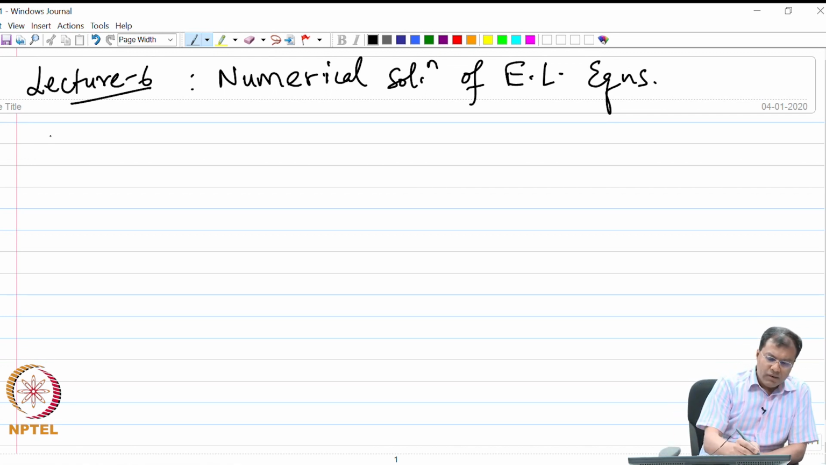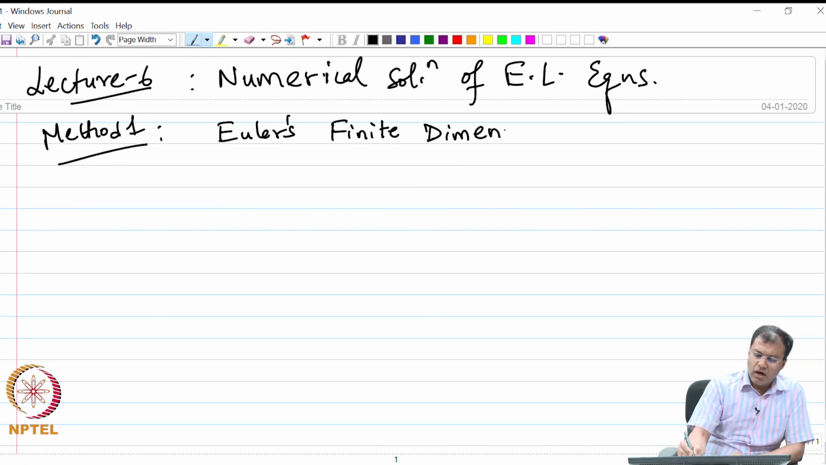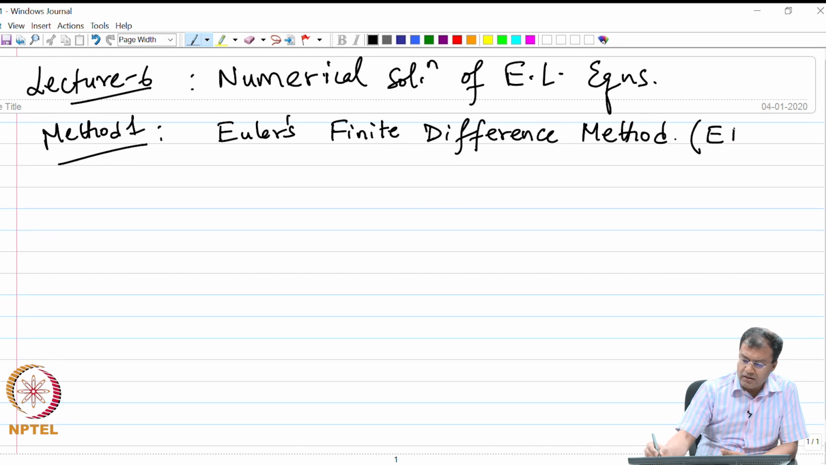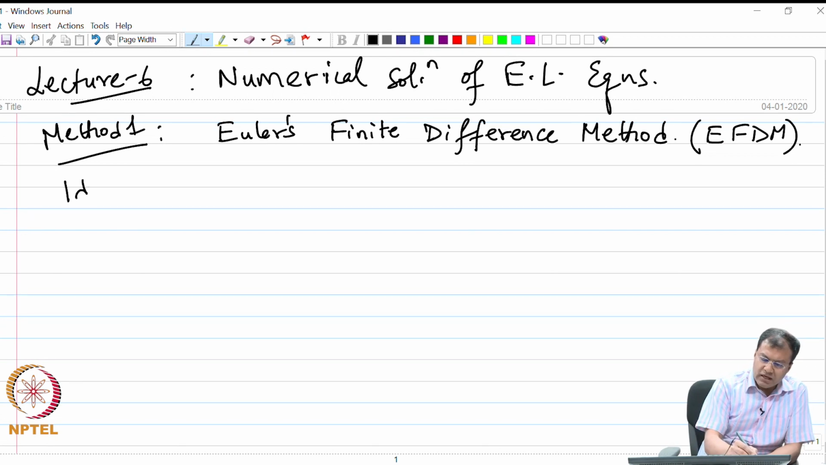So, the first method that we will talk about in this class today is Euler's finite difference method. This seems to be the simplest method that we can adopt in finding the solution of the Euler-Lagrange equations numerically, right. Let me abbreviate this method by EFDM. Okay. So, the basic idea of this method is as follows.